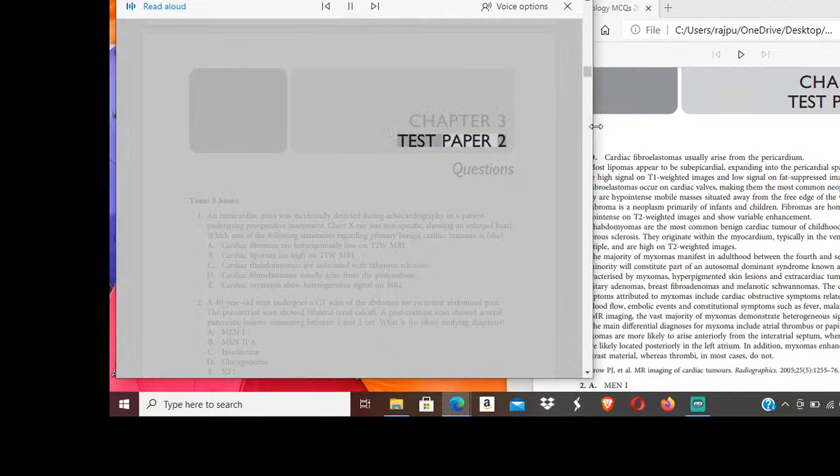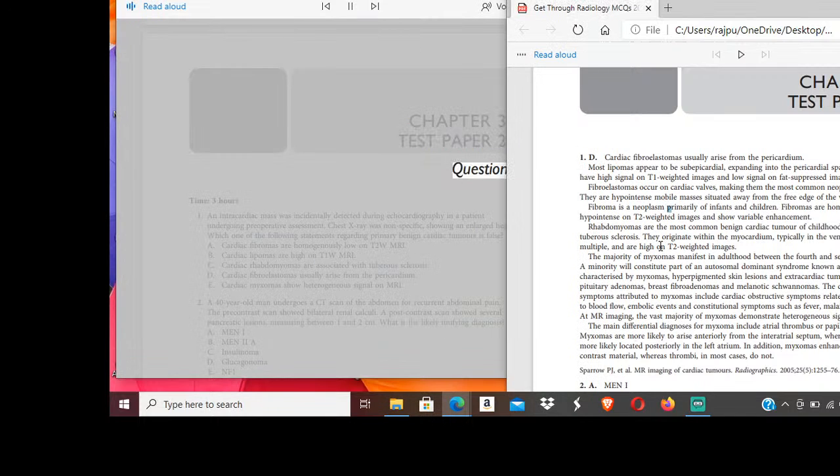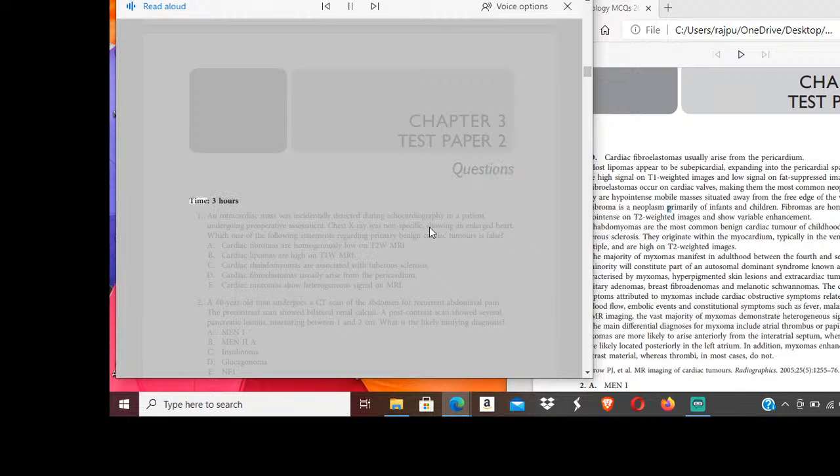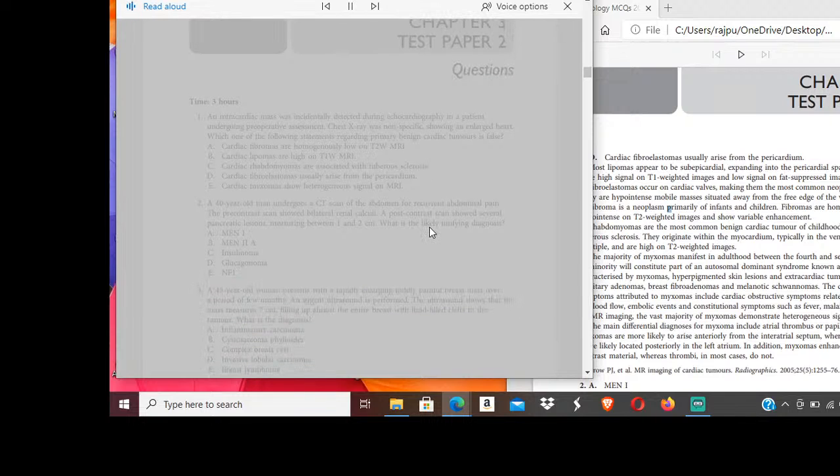Chapter 3 Test Paper 2. Questions. Time: 3 hours. 1. An intracardiac mass was incidentally detected during echocardiography in a patient undergoing preoperative assessment. Chest X-ray was nonspecific, showing an enlarged heart. Which one of the following statements regarding primary benign cardiac tumors is false?